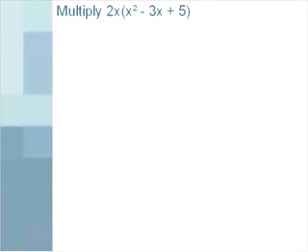Next, we have multiply 2x times the quantity x squared minus 3x plus 5. This is a monomial, 2x, times a trinomial, x squared minus 3x plus 5. This is a trinomial because it has 3 terms. So I need to use my distributive property here. And I'm going to multiply the 2x times everything in the parentheses. So I'll be taking the 2x times x squared, the 2x times negative 3x, and the 2x times 5.